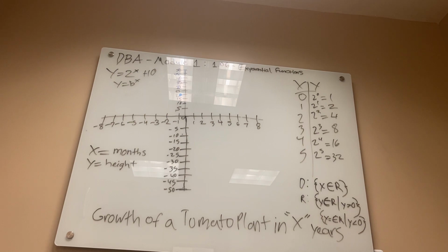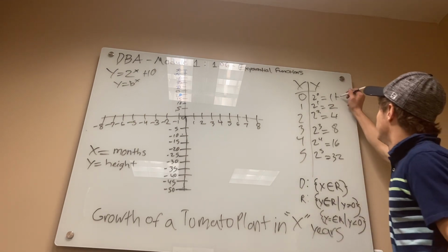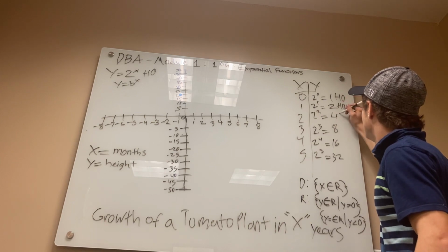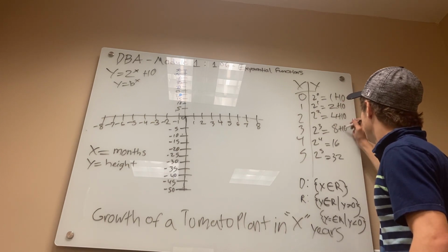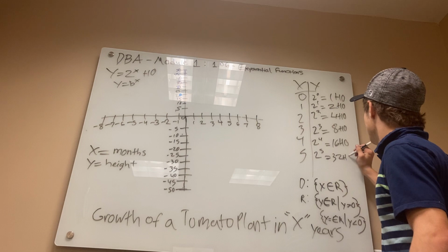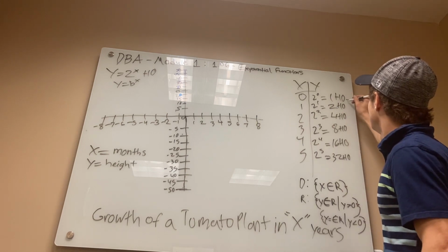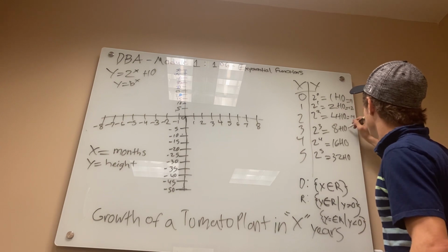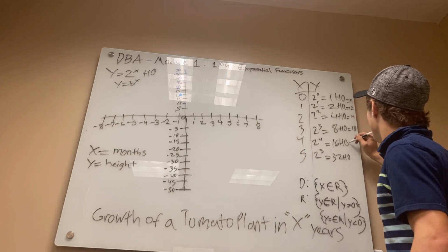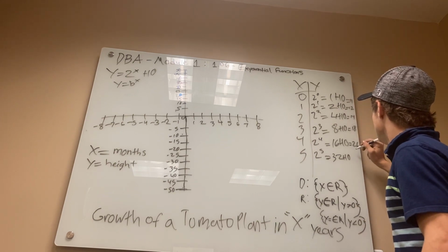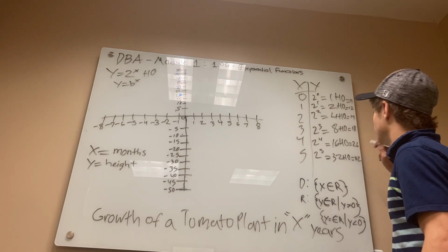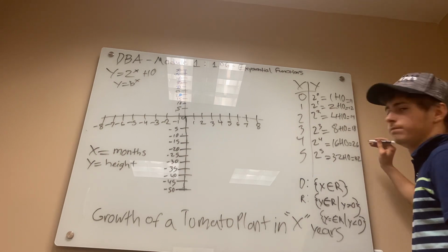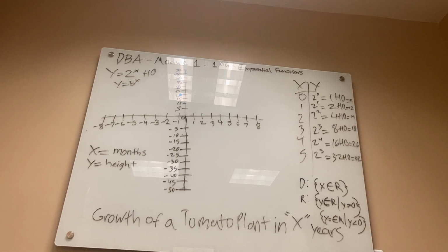Actually, before we can graph this, we have to add 10. So let's add 10 to each. 1 plus 10 is 11. 2 plus 10 is 12. 4 plus 10 is 14. 8 plus 10 is 18. 16 plus 10 is 26. 32 plus 10 is 42. If you can see that, great. Okay, so now we're ready to graph.